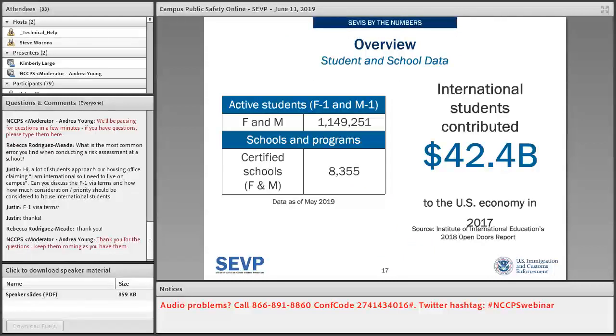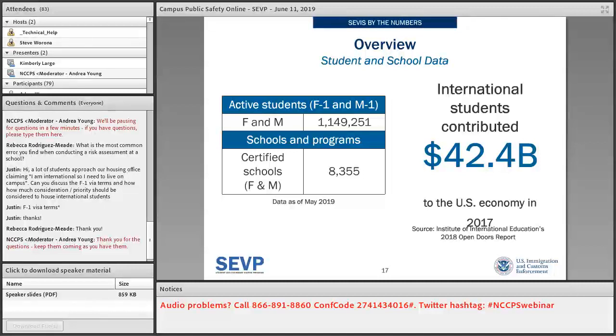So let's take a look at a couple of the different numbers. Currently, we have a little over 1.1 million international students in the United States. That's going to be F1 and M1 students that we're talking about there. That doesn't include their dependents, so let's remember some people are married or have children that they bring with them to the United States, and all their information is in SEVIS as well.